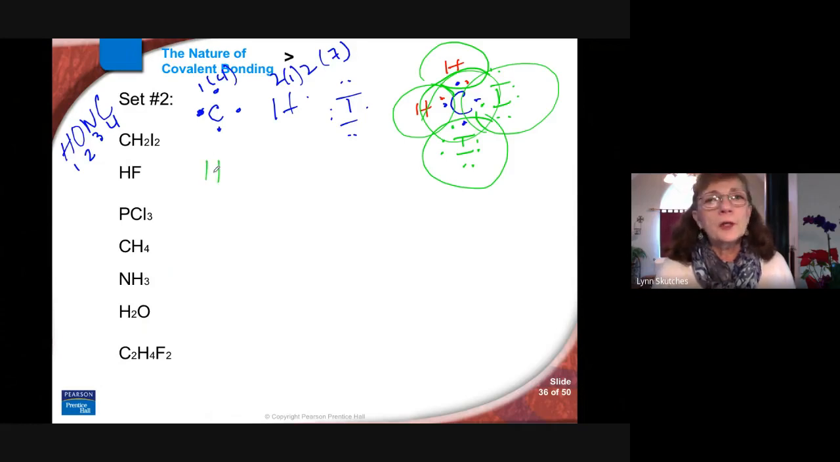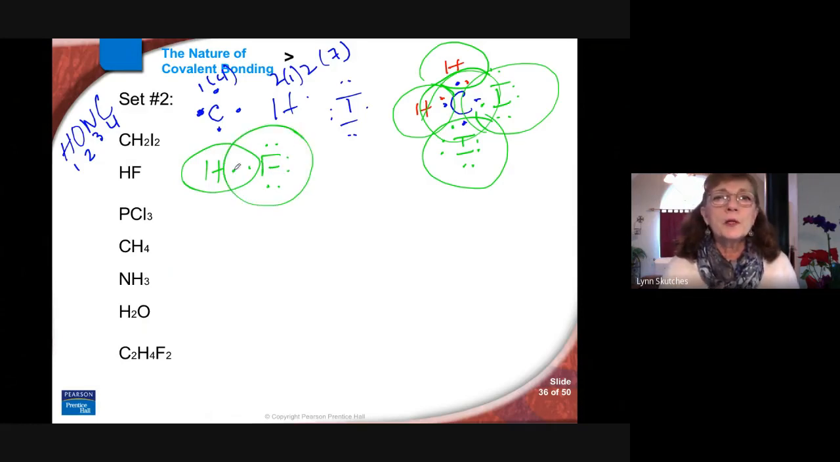Hydrogen fluoride can get simpler. Hydrogen has 1, fluorine has 7. 8 total. Again, you can put the dots side by side, or you can put them up and down. Again, it doesn't matter.